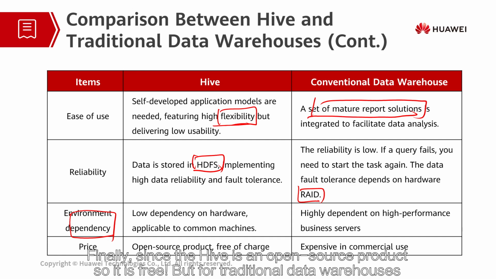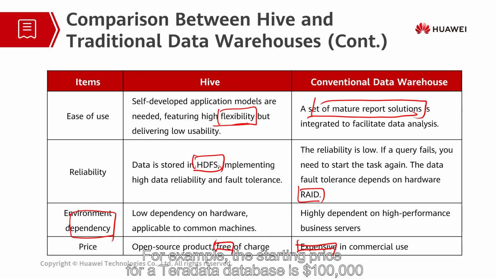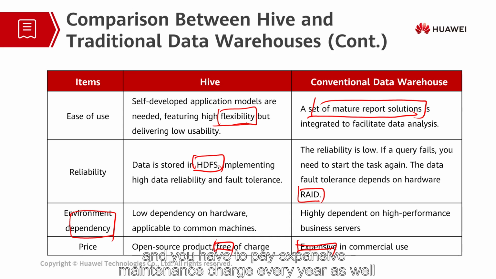Finally, since Hive is an open source product, it is free. But traditional data warehouses are quite expensive in most cases. For example, the starting price for a Teradata database is about $100,000, and you have to pay expensive maintenance charges every year as well.